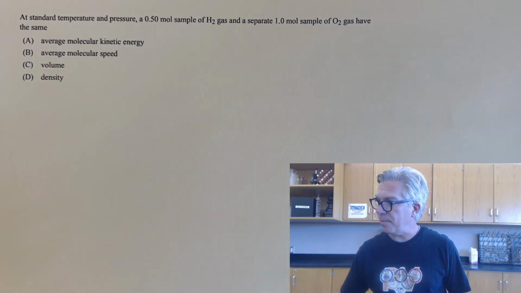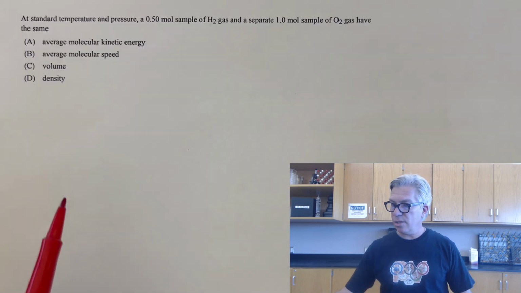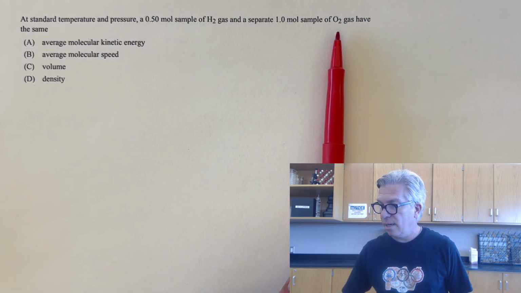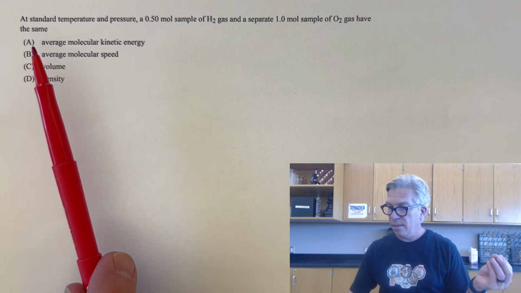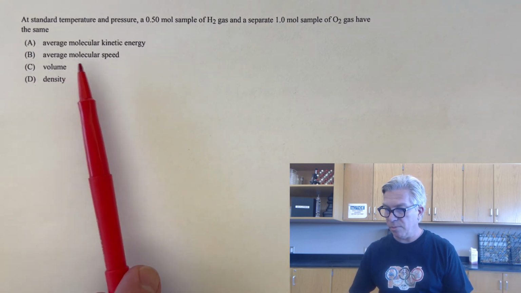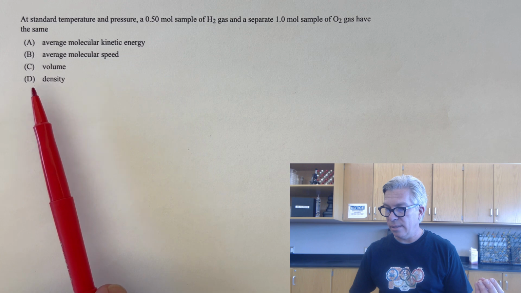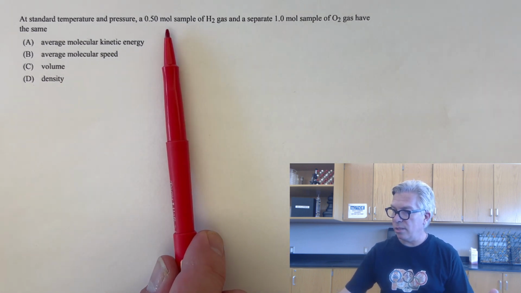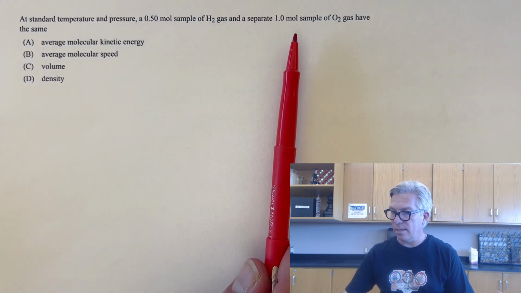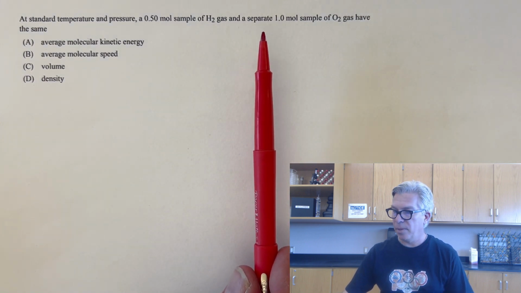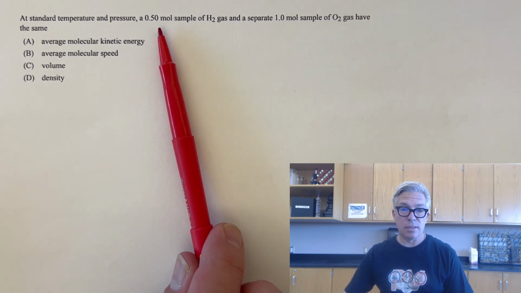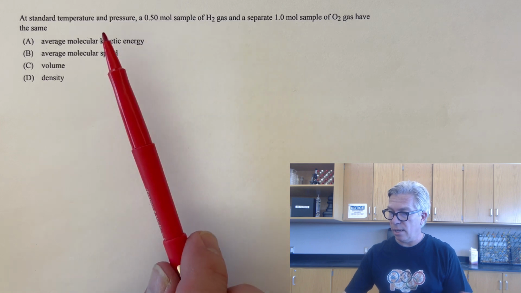All right, we'll take a look at one more altogether. At standard temperature and pressure, a 0.5 mole sample of hydrogen gas and a separate 1 mole sample of oxygen gas have the same what? Average kinetic energy, average molecular speed, volume, and density. Okay, so we have half a mole of hydrogen, 1 mole of oxygen at the same standard temperature and pressure. So half a mole and 1 mole, this would have half the volume because it's got half the number of particles in it, so it's not the volume.